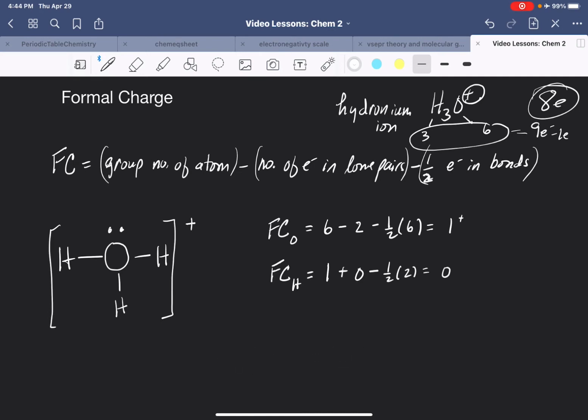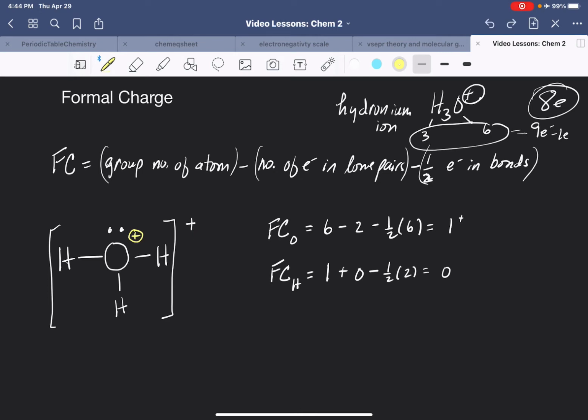And so what we are seeing here is that each hydrogen is basically a neutrally charged atom in this particular structure, and that the oxygen is carrying a positive 1 charge. And so the positive 1 charge that we see here comes from this oxygen right here carrying a partially positive charge due to the bonding nature of this structure.